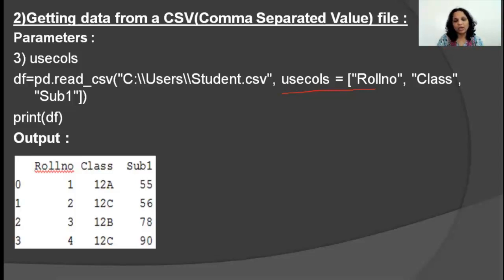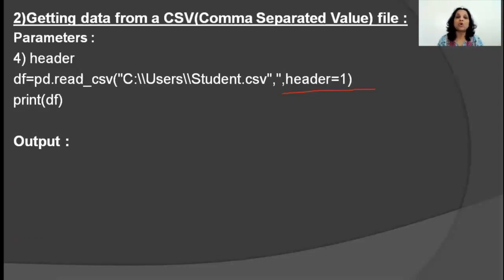Correct? Okay. Then coming to the next parameter, it's called header. By default, the first line of your text file or the first line of your CSV file becomes the column header. But for any reason, you may not want that. You want a particular line in the text file to be your header. You could specify it using the header parameter. You could say header is equal to 1. It means the first line of data in the text file, other than the heading that you have given, is going to be the header.